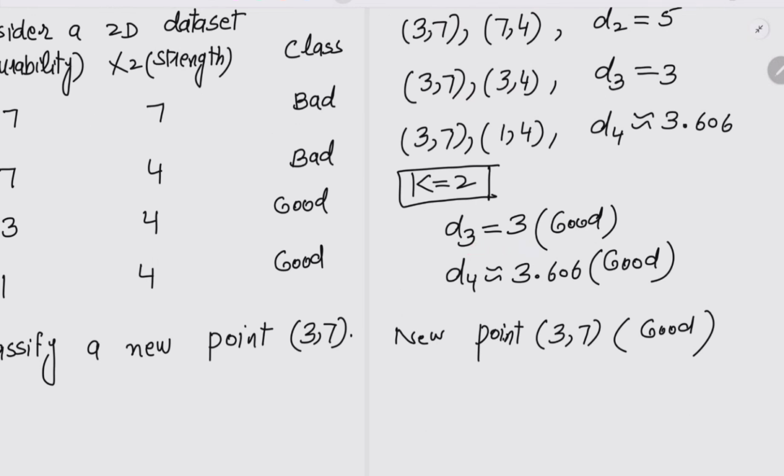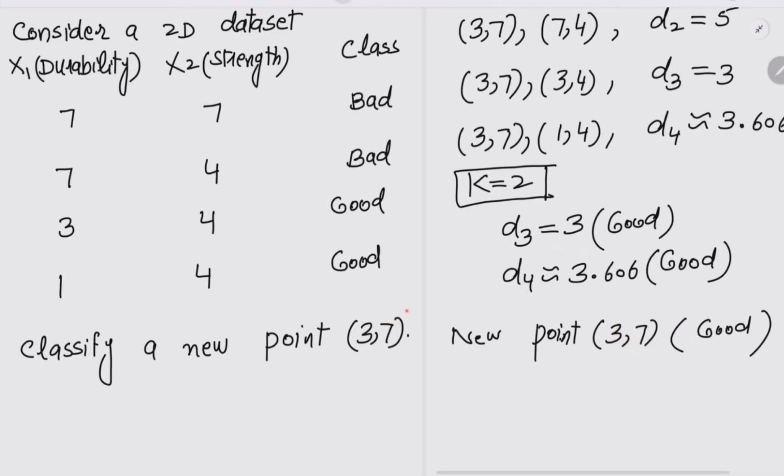So you can see how many of the neighbors give you good. There is 1 and there is 2. There are 2 goods. So it means that the majority vote is good. So this point stands for good, and good may be good material or so on.